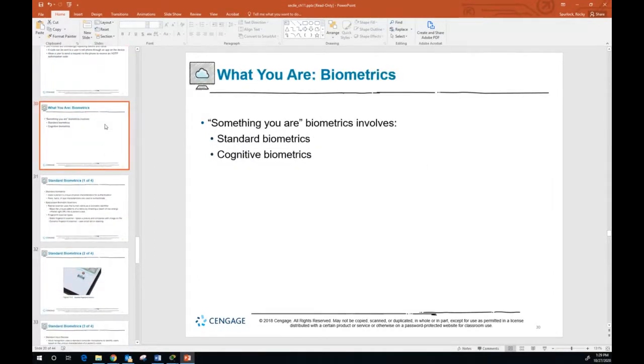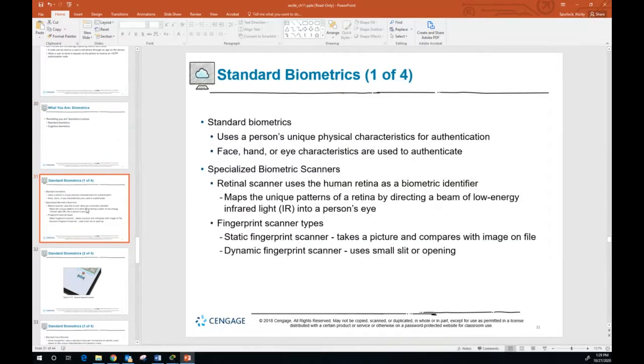Next form of authentication is what you are. And this is dealing with biometrics. Something you are. Biometrics include your standard biometrics and also your cognitive biometrics. Standard biometrics use people's physical characteristics for authentication. So this would be your face, your hand, your eye, fingerprints. Those are types of ways that standard biometrics are used to authenticate yourself.